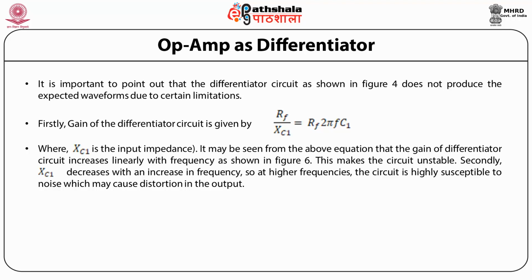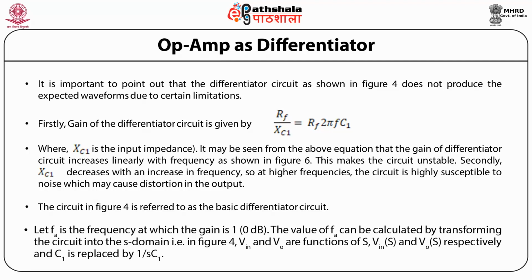Secondly, XC1 decreases with an increase in frequency. So at higher frequencies, the circuit is highly susceptible to noise, which may cause distortion in the output. Therefore, the circuit of the differentiator discussed earlier is referred to as the basic differentiator circuit. Let Fa be the frequency at which the gain is 1, or 0 decibels. Then the value of Fa can be calculated by transforming the circuit into the S domain.